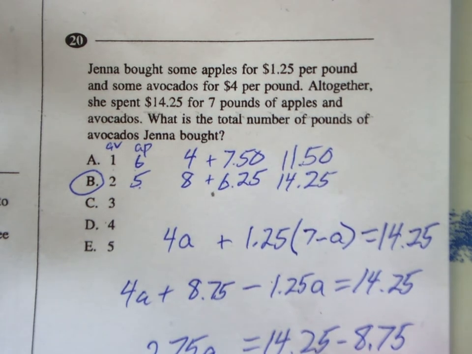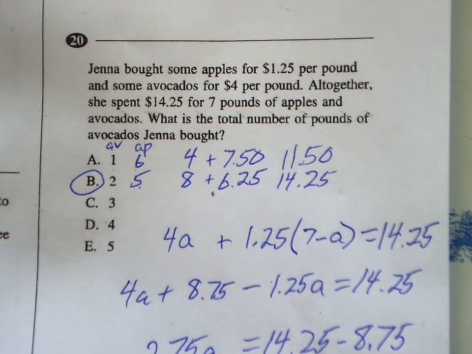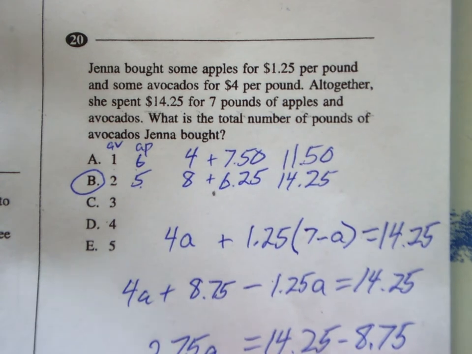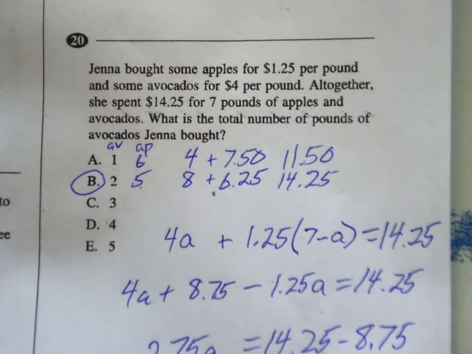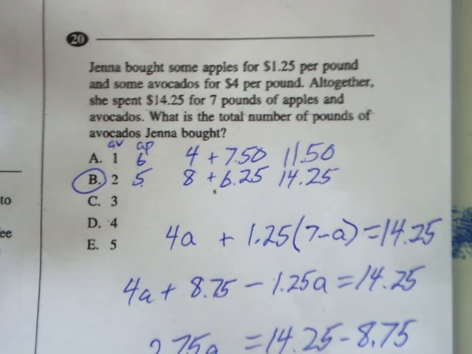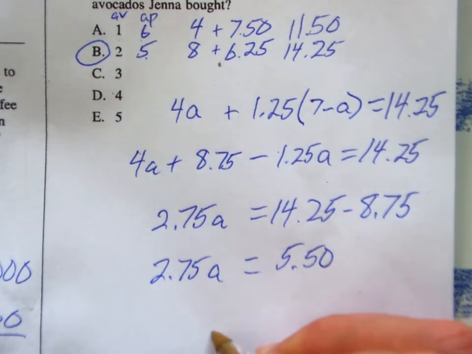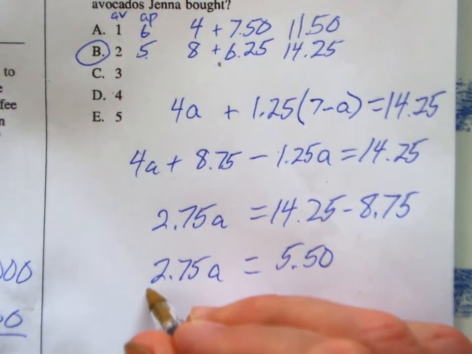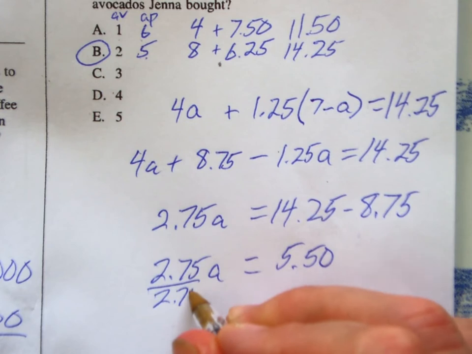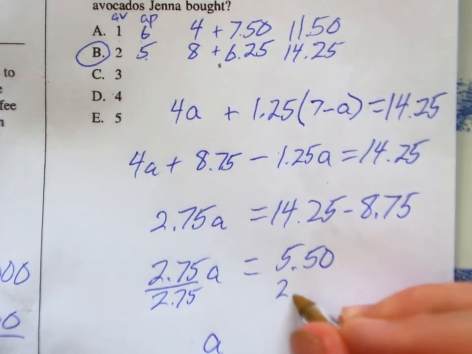Okay, so now I get this equals what? 5.50. And I get 2.75A equals 5.50. Hope you're following me, are you? Oh, here, how's that? I subtract this, I got 5.50. What do I do? I want 1A. How do I get 1A? I divide by 2.75. So that means I divide this by 2.75.